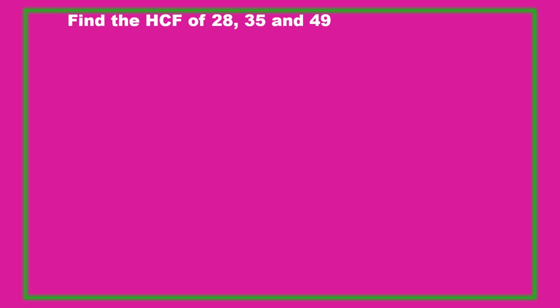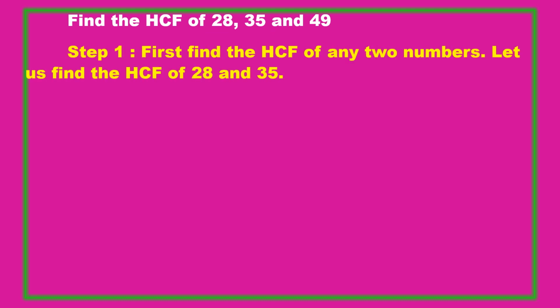So here I gave a question. Find the HCF of 28, 35 and 49. Here you should find the HCF of these three numbers by using the continued division method. Let me take any two numbers. Step 1: first find the HCF of any two numbers. We can pick out any two numbers. Let us find the HCF of 28 and 35.